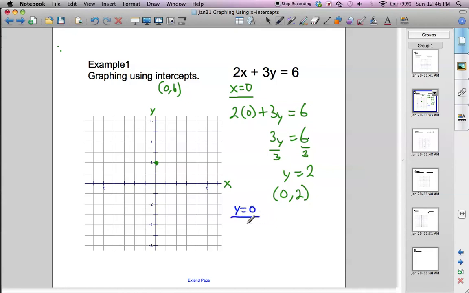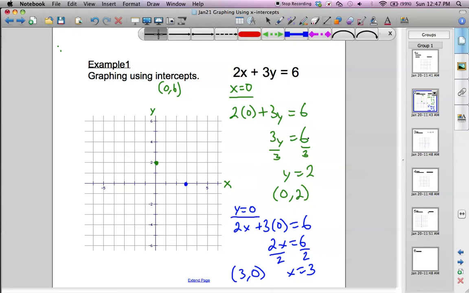So that's the y-intercept. And for the x-intercept, the y value is going to be equal to 0. So if y is equal to 0, then we have 2 times x plus 3 times 0 equals 6. So we have just 2x equals 6. So we divide by 2 and we get x equals 3. So the x-intercept is going to be 3, 0. Okay? So we're going to plot that. 3, 0 is over here. And then we can draw a line through those 2 points.